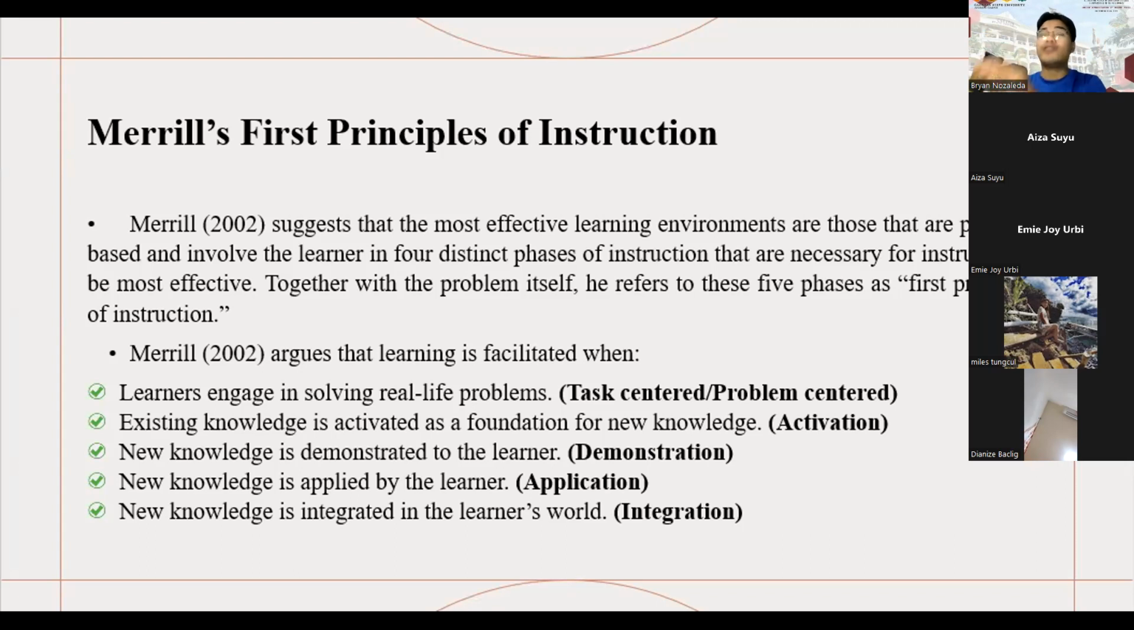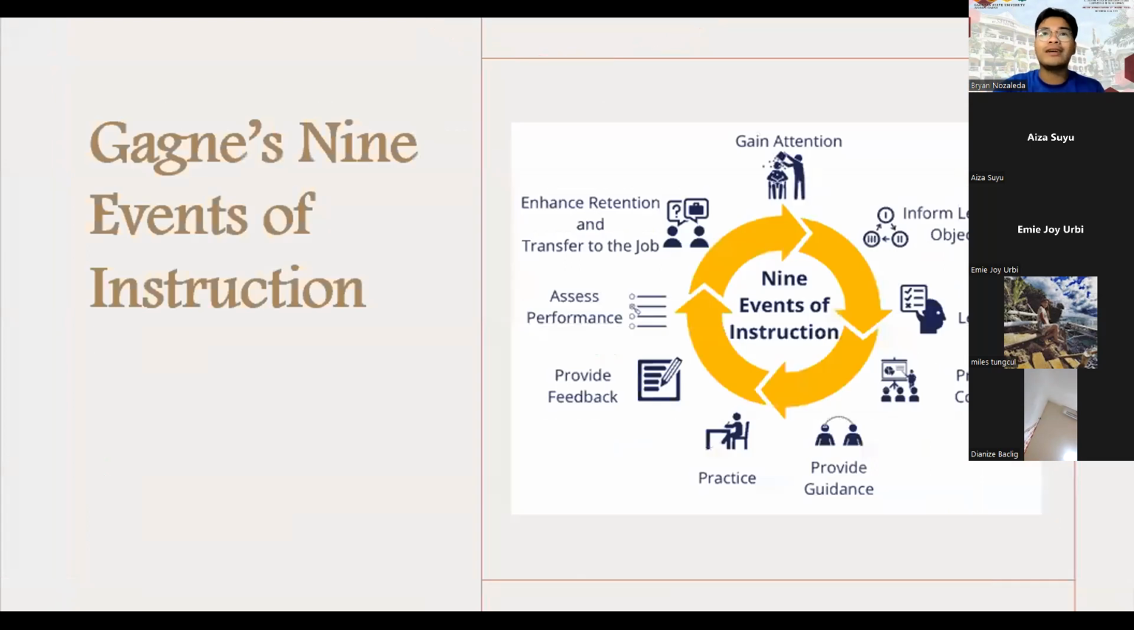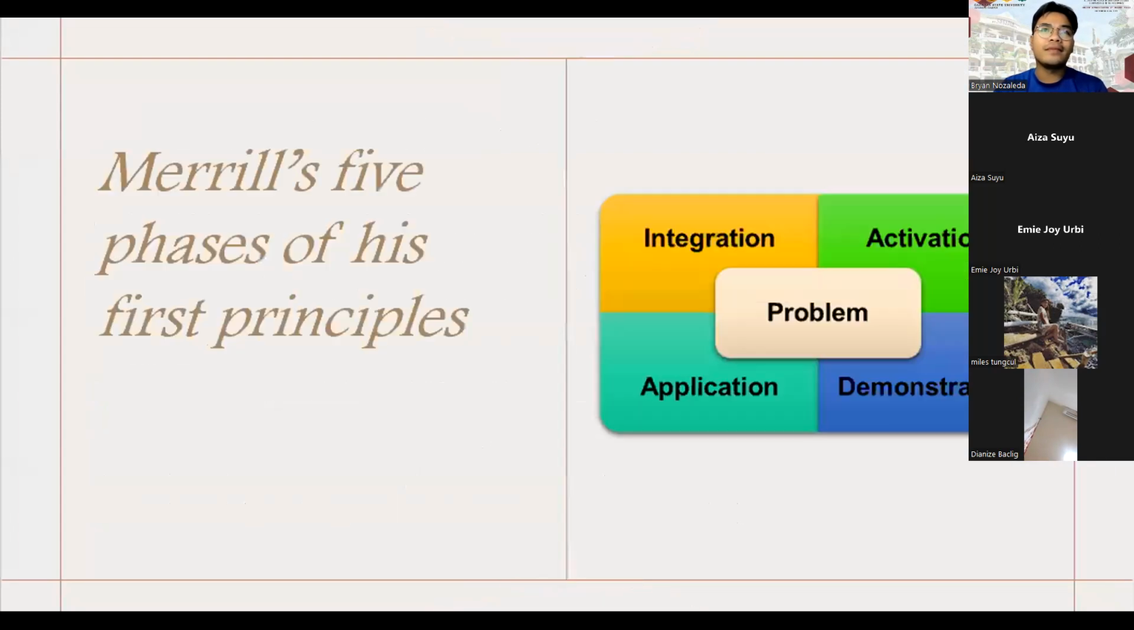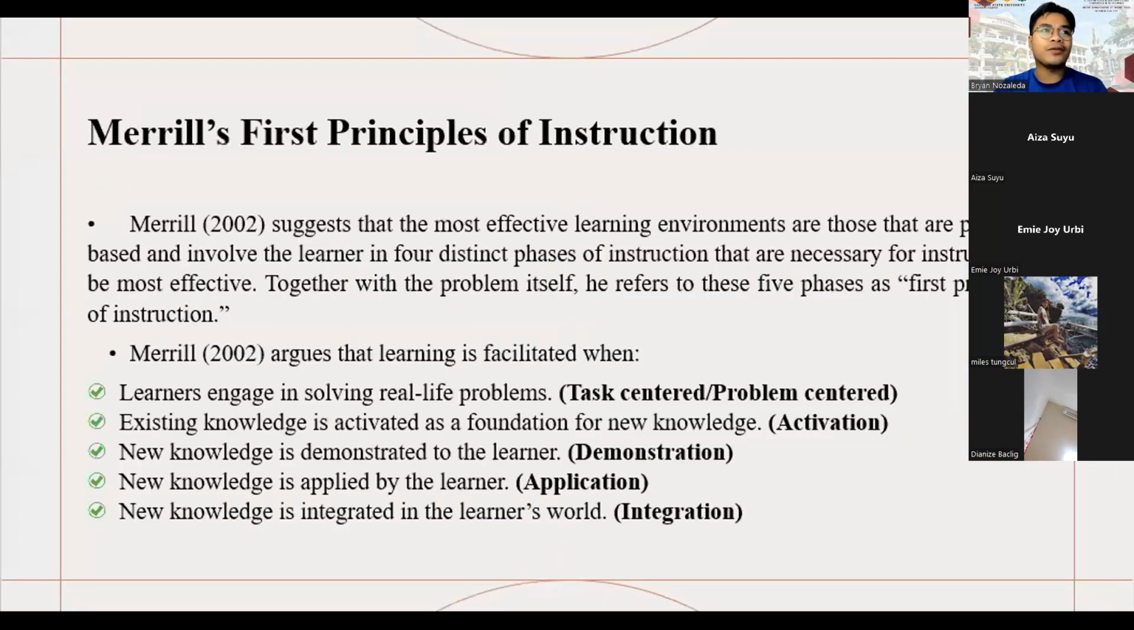Application is the learner now applies the new knowledge, and integration is new knowledge is integrated in the learner's world. So you are already transferring the knowledge to the job. Okay? So kung natatandaan natin yung Gagne's 9 events, papasok yung integration dito sa transfer to the job. Okay? Ayan. So that's according to Merrill.